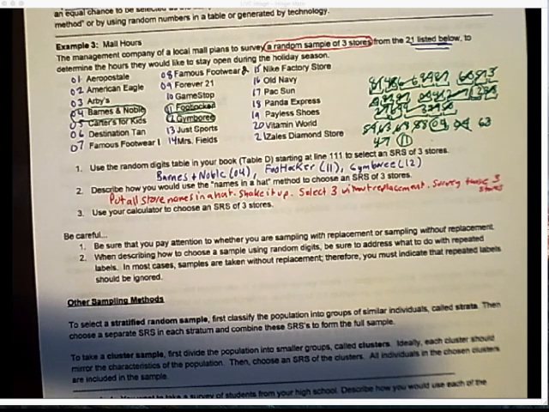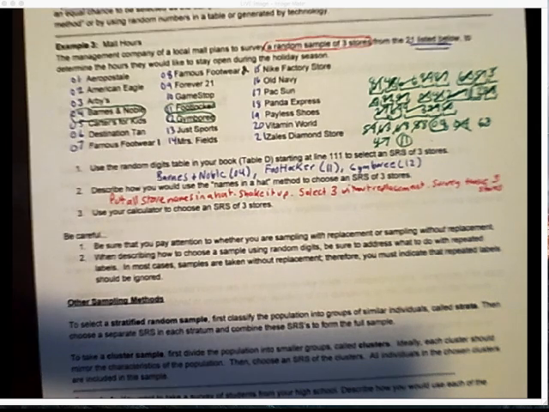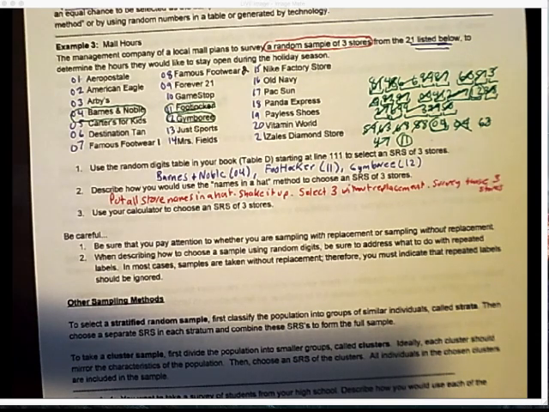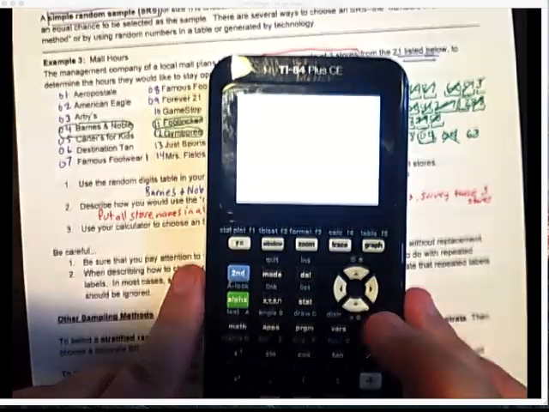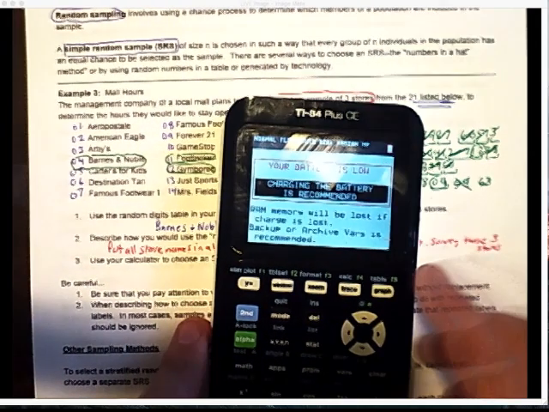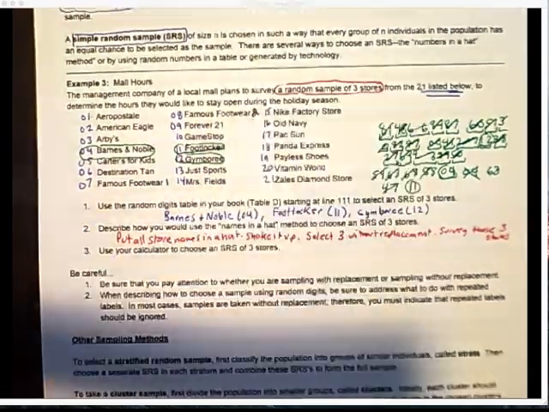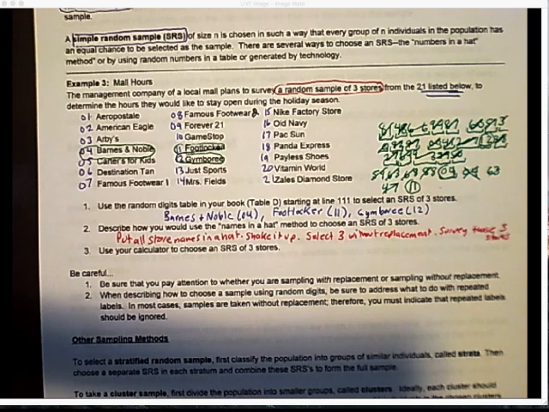So the next way we could do it is also using our calculator. And I'll show you how to do that. All right. Now, if you have the same model as me, the TI-84 Color Edition, well, I'll just use a regular one because I'm almost out of battery. All right.